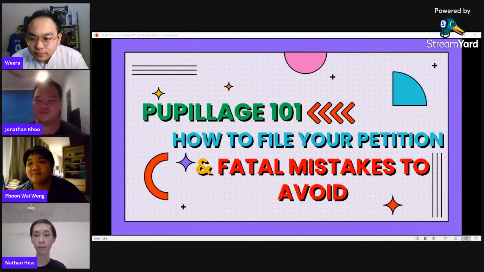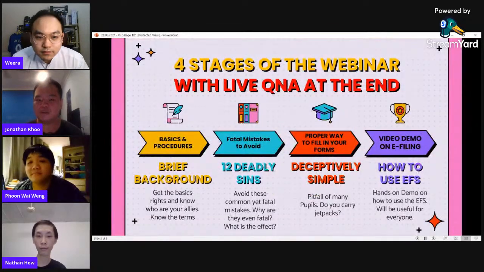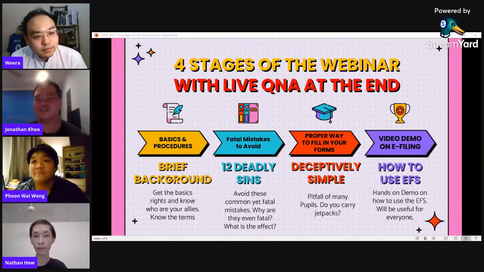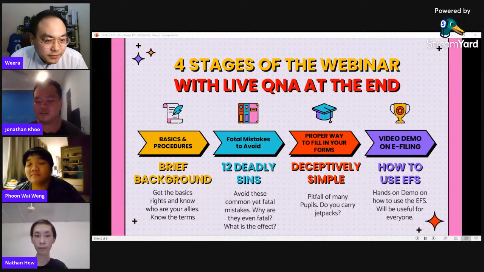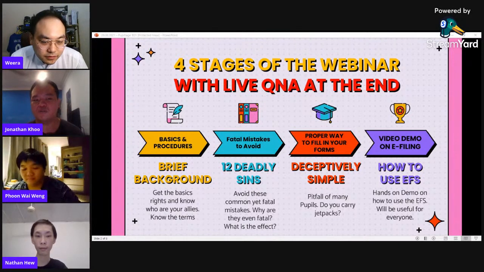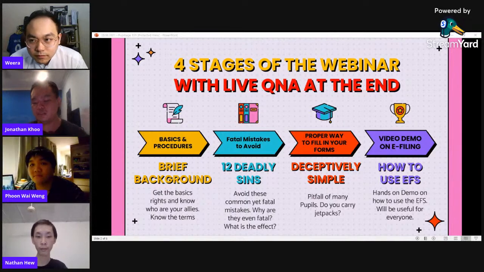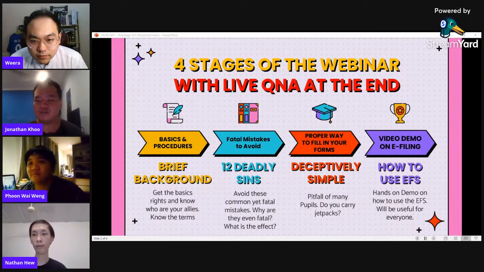The second part is mainly on the fatal mistakes to avoid, because these mistakes in particular would cause a big issue in your pupillage process, and will cause further delays or you have to restart. The third part would be taking us through the individual borangs up to borang 5, which we will explain later, and how to fill them up.